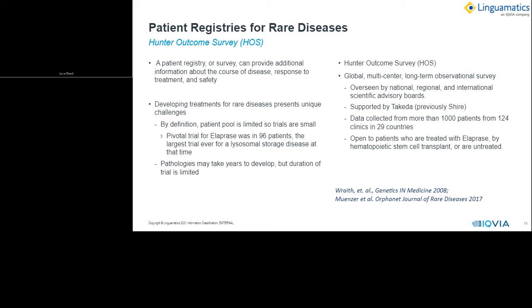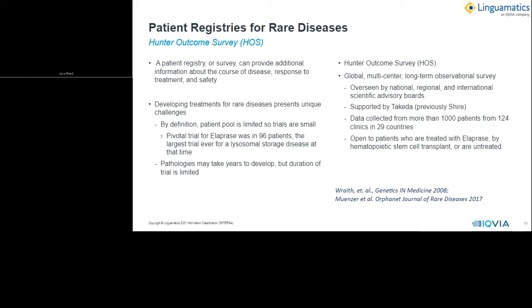Now, when we think back to developing treatments for rare diseases, there are unique challenges because it's a rare disease. By definition, the patient pool is limited. So even clinical trials are very small. For example, the key clinical trial for Elaprase was only 96 patients, and that was actually the largest trial ever for this kind of disease at the time. So when you think about understanding the efficacy, the effectiveness, and the safety of a particular treatment, you really need a registry set up to follow these patients.